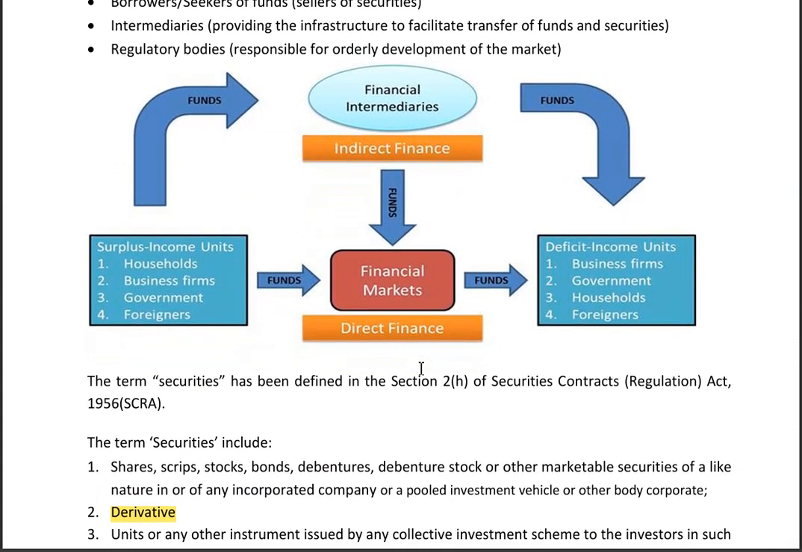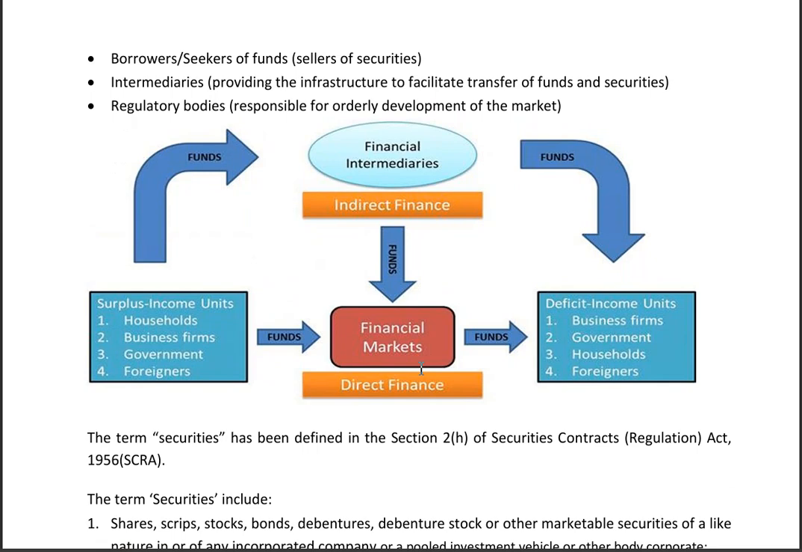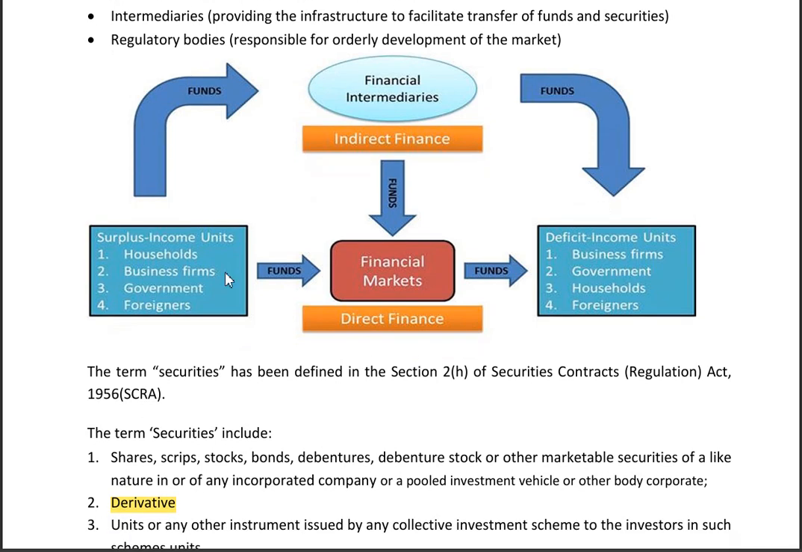You can see here a short image of the securities market, showing how the funds flow from one end to the other, like direct finance and indirect finance. You can see this image and understand what it is able to tell. So those who have surplus income, like households, business firms, governments, farmers, will invest in the deficit units like business firms, government, households. Through financial intermediaries, the surplus goes to these funds and gets the return or capital appreciation and comes back.